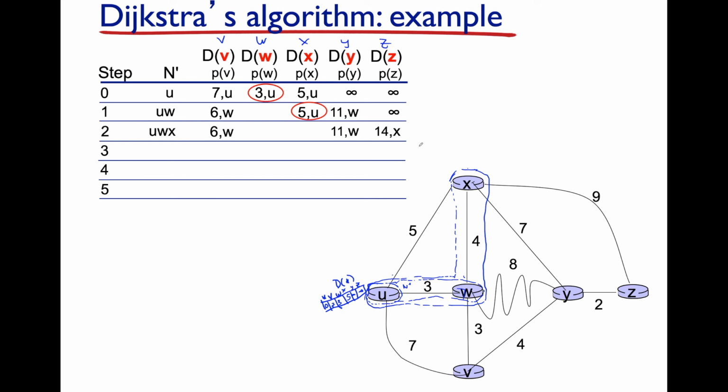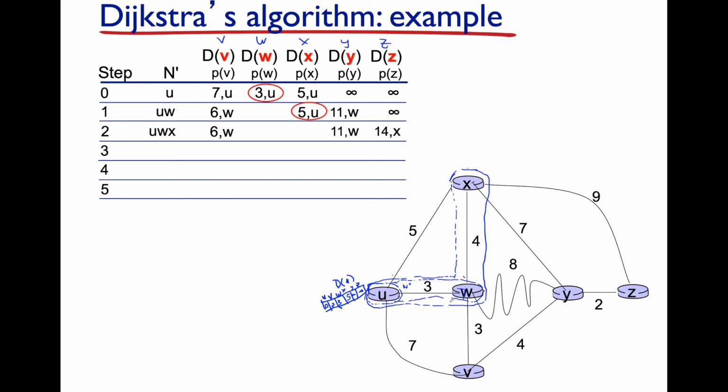Okay. So now that we've done that, we then look back at our distance vector and we say which node is closest. Well, the closest one is V, because V has a path cost from U of 6. That's the smallest. We have 6, we have 11, we have 14. So we're going to now add V.